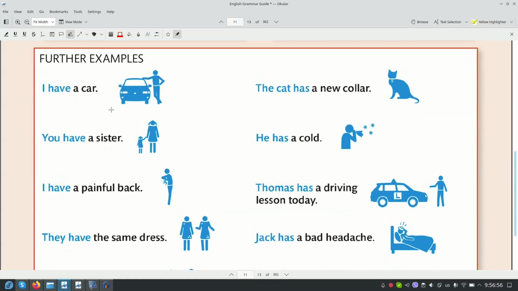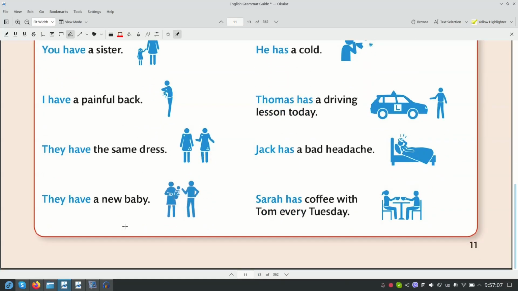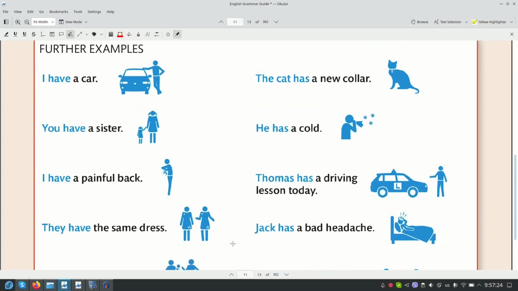I have a car, you have a sister, I have a painful back. They have the same dress. They have a new baby. Sarah has coffee with Tom every Tuesday. Jack has a bad headache. Thomas has a driving lesson today. He has a cold. The cat has a new color.